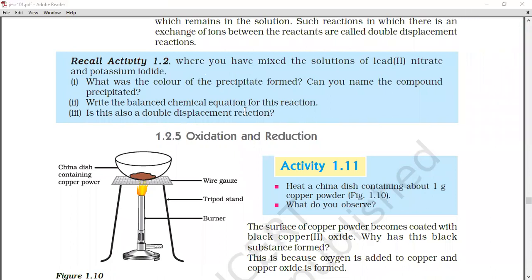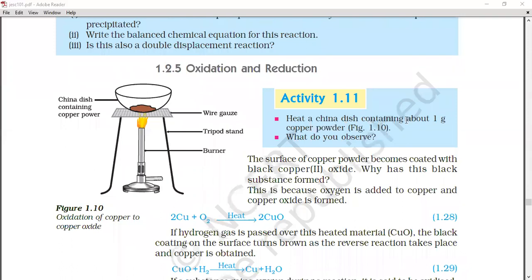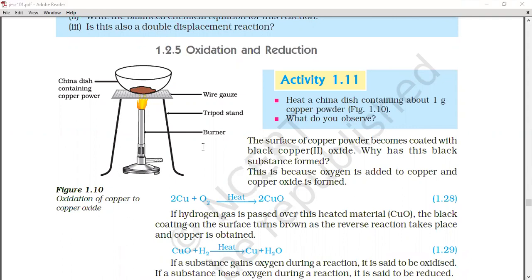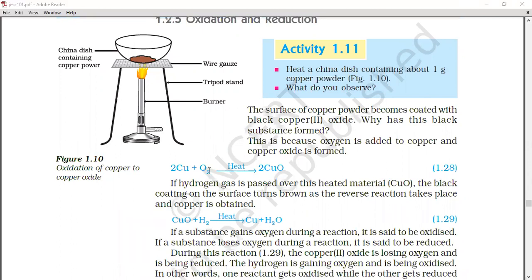Oxidation and reduction. Activity 1.11. Heat a china dish containing 1 gram copper powder. What do you observe? The surface of copper powder becomes coated with black copper oxide. Why has this black substance formed? This is because oxygen is added to copper and copper oxide is formed. 2Cu plus O2 on heating gives 2CuO.